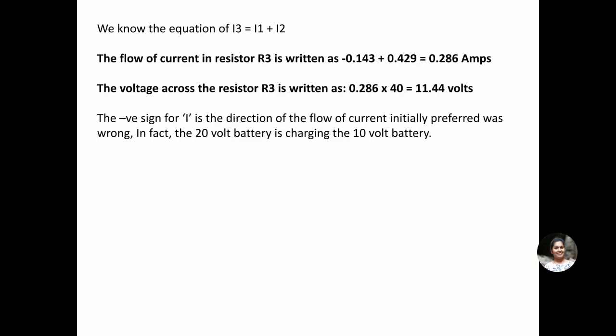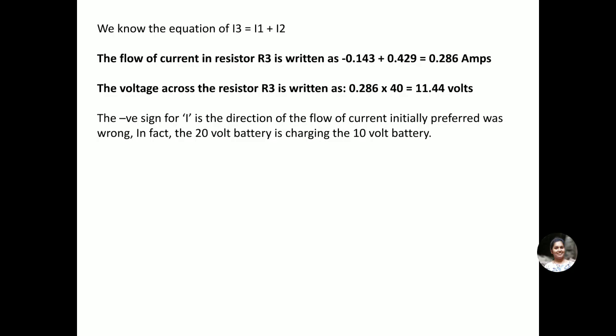So I3 is simply I1 plus I2. When we combine both these, that is 0.143 plus 0.429, it gives you a value of 0.286 amperes. So the current that is flowing in the resistor R3 is simply 0.286 amperes, and the voltage across the resistor R3 will be equal to 11.44 volts.